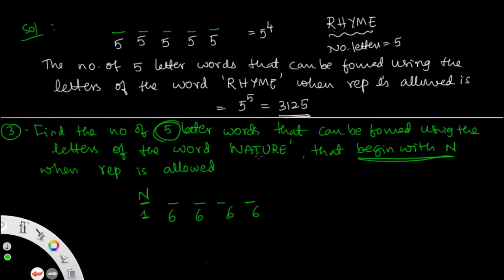Okay. NATURE has 6 letters, but the condition is given that it begins with N, so it is fixed and can be done in only one way. The remaining 4 places can be filled with any one of the given 6 letters, each place in 6 ways. So the total answer is 1 into 6 to the power of 4, nothing but 6 to the power of 4. That should be written downwards. We have to explain everything in the question. That is, the first place can be filled up.